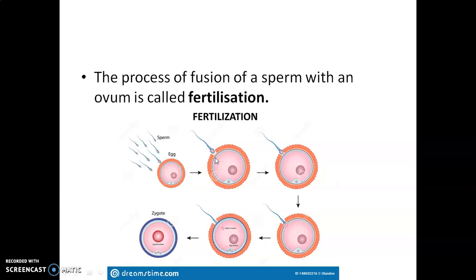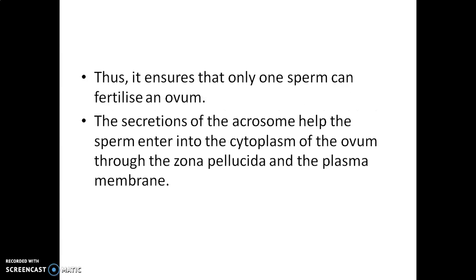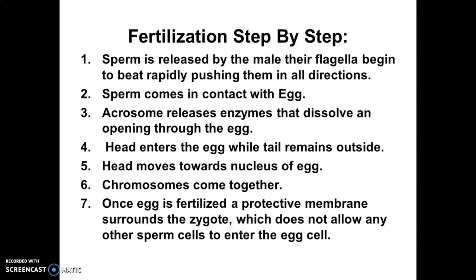some changes happen to the layers of the ovum and thus it prevents polyspermy. So during fertilization, a sperm comes in contact with the zona pellucida, the outer layer of the ovum, and induces changes in the membrane that block entry of additional sperms. Thus, it ensures only one sperm can fertilize an ovum. Okay? So the secretions of the acrosome help the sperm enter the cytoplasm of the ovum through the zona pellucida and plasma membrane. So, what are the steps of fertilization?